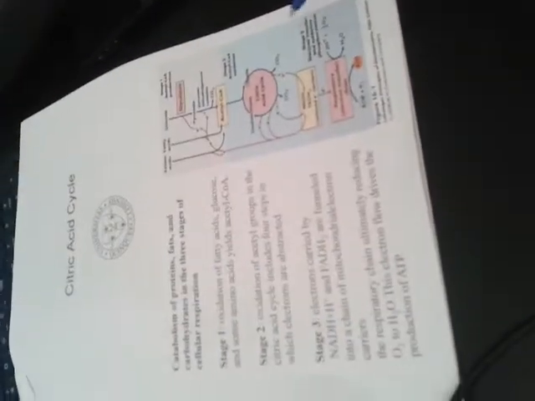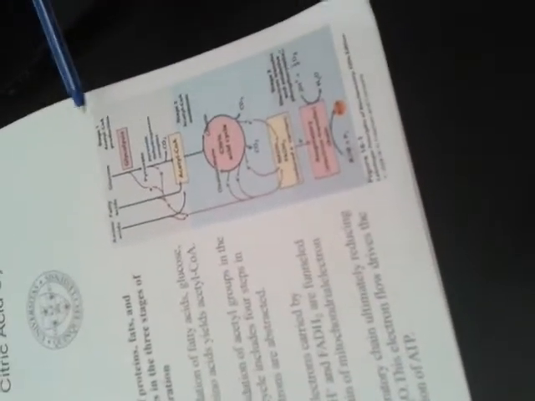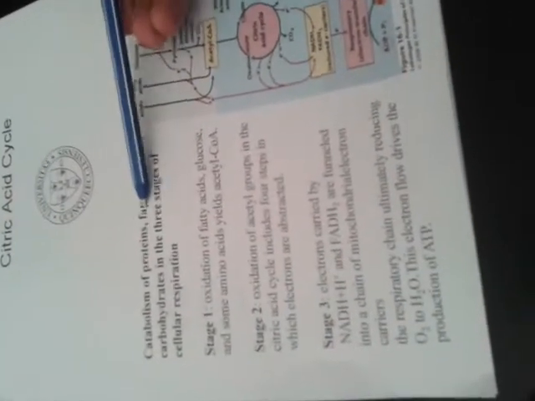Citric acid cycle. It has 3 stages. Glycolysis has 2 stages: preparatory and payoff phase. The first box was preparatory. The second is payoff. Okay. Citric acid cycle has 3 phases. Actually, not the citric acid cycle.